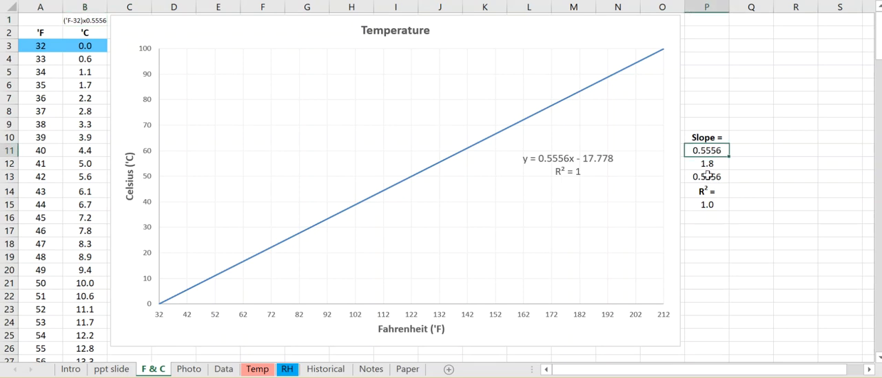And of course, in Excel, we can calculate the slope. And this r squared is a correlation coefficient telling you how strong that relationship is. When it's 1, it's perfect. So we had a correlation coefficient of 1, which means we have a perfect correlation here. So when you're 32 degrees Fahrenheit, you're 0 degrees Celsius. And when you're 212 degrees Fahrenheit, you're 100 degrees Celsius.